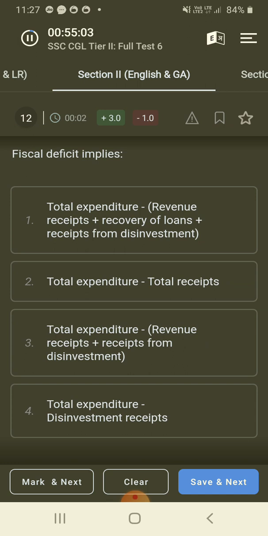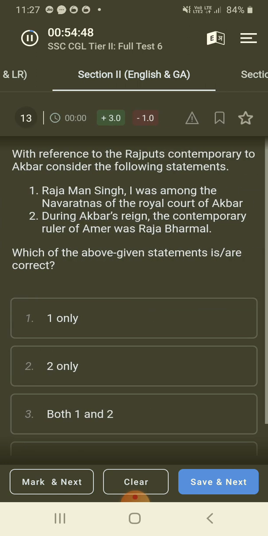Fiscal deficit implies total expenditure minus revenue received plus recovery. With reference to Rajputs contemporary to Akbar, consider the following statements. Raja Man Singh I was among the Navratna of Akbar. During Akbar's reign, the contemporary ruler of Amer was Raja Bharmal.